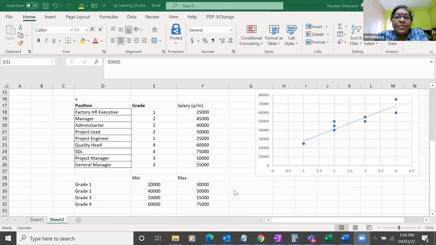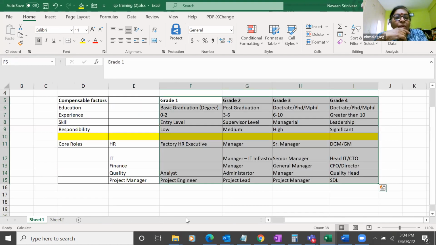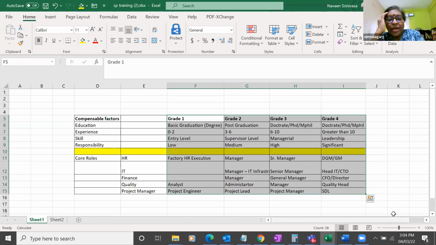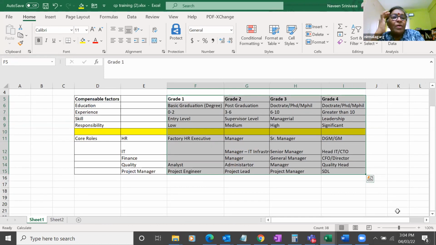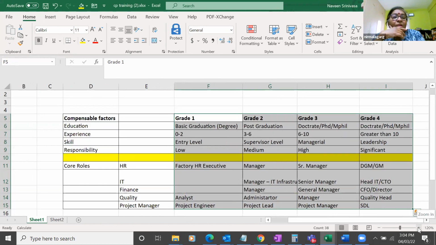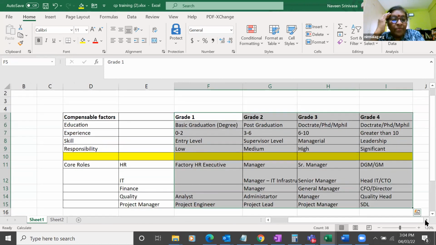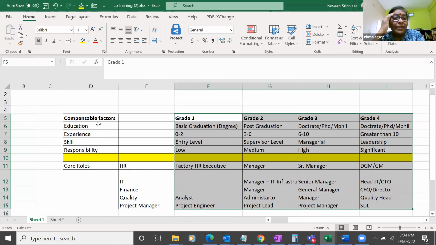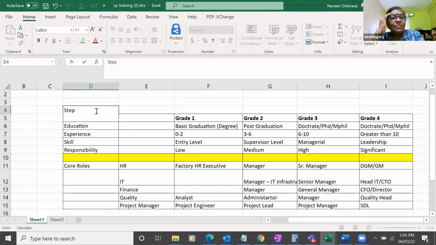Now, can you show me that first sheet template? Is everybody there and everybody can see? Make it a little bigger, Naveen, so that it helps me. Little more bigger. Great. Step 1, point plan method. Identify compensable factors. You can write there under the D column, step 1.